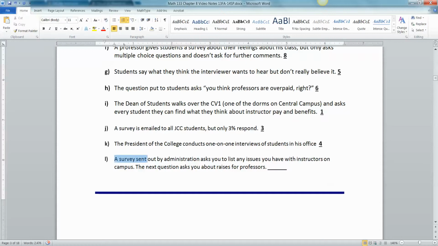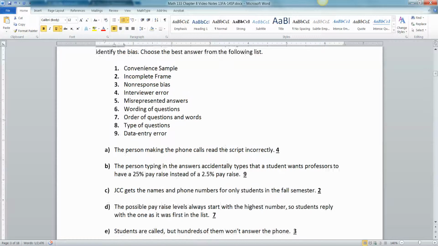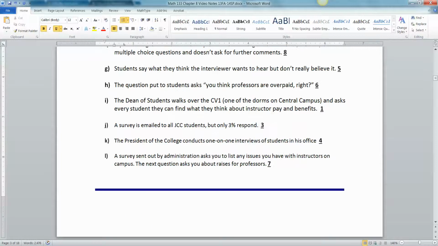And then a survey sent out by administration asks you to list any issues you have with instructors on campus. And then the next question asks you about raises for professors. So they'd be sending you a survey saying, tell us all the troubles you've had, tell us everything, and so it gets you in that negative mindset, and then it asks you about raises. So you're going to stay being negative. So that's the order of the questions again, right? They're ordering the questions to get a particular response that's negative.